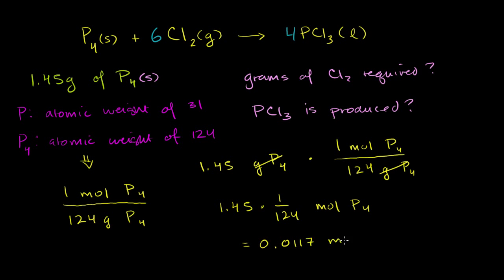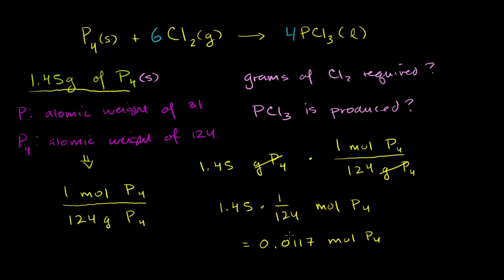0.0117 moles of phosphorus. That's what we're starting off with. That's what this 1.45 grams are. And that makes sense. If we had an entire mole of molecular phosphorus, it would weigh 124 grams. We only have 1.45 of that. So it's a little bit more than 1/100th, which makes sense. This number right here is a little more than 1/100th.